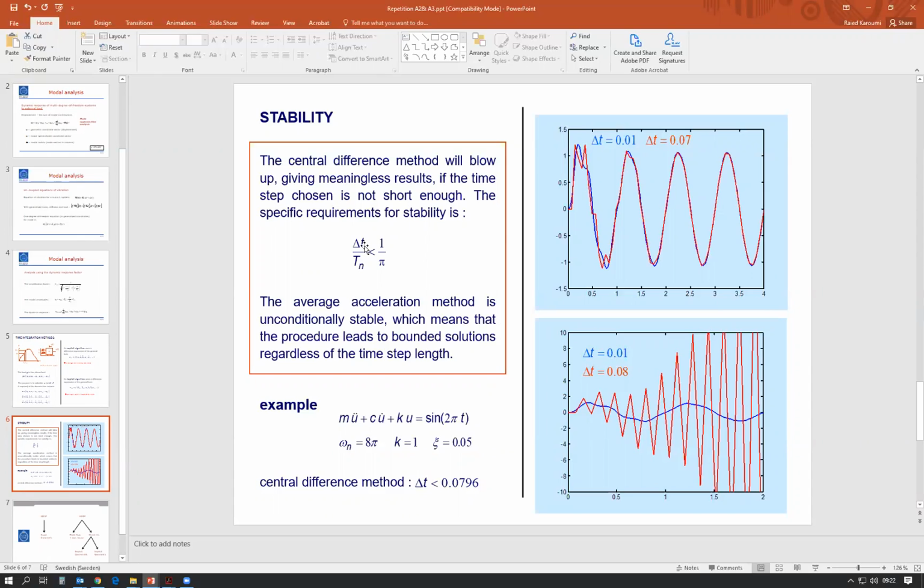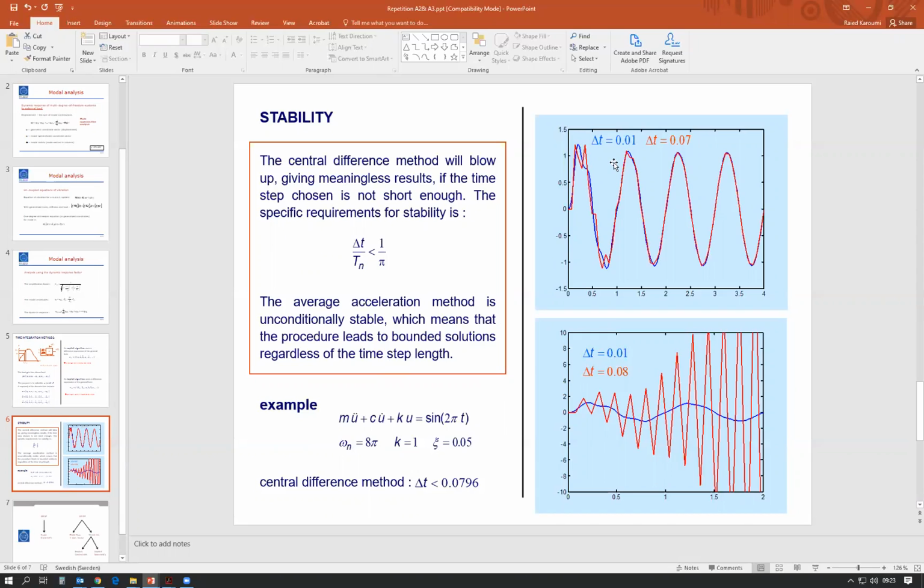As you see here, the delta t is the period of the highest mode shape you want to include, divided by pi. For example, if we want to include frequencies up to 4 Hertz, so 4 Hertz means a circular frequency of 8 pi, this means that we'll have delta t equal to 1 divided by 4 divided by 3.14, which gives us a delta t that should be less than 0.0796.